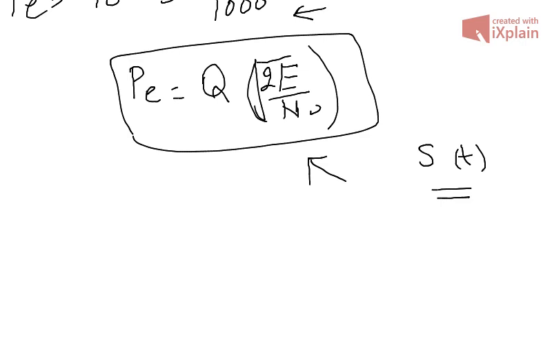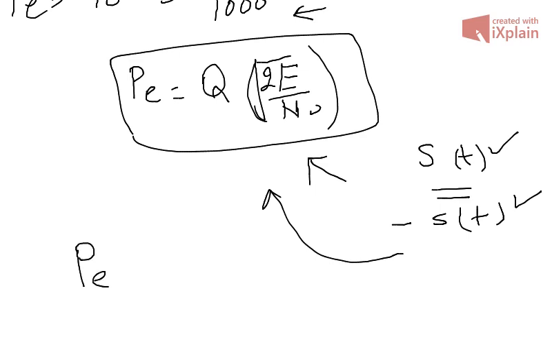You can derive the same expression when you transmit minus s of t. You would get the same expression. So the total error probability is contributed by both s of t as well as minus s of t. In other words, you may transmit a sequence of ones and zeros, and you always assume that in the sequence, ones and zeros are equiprobable, that both are likely to be there.